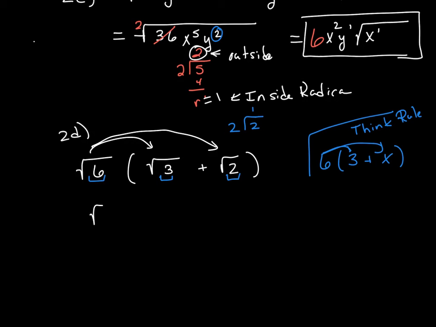which will give me the square root of 18 plus the square root of 12. Now, this is not like terms. So you cannot add them together, but you do need to simplify.